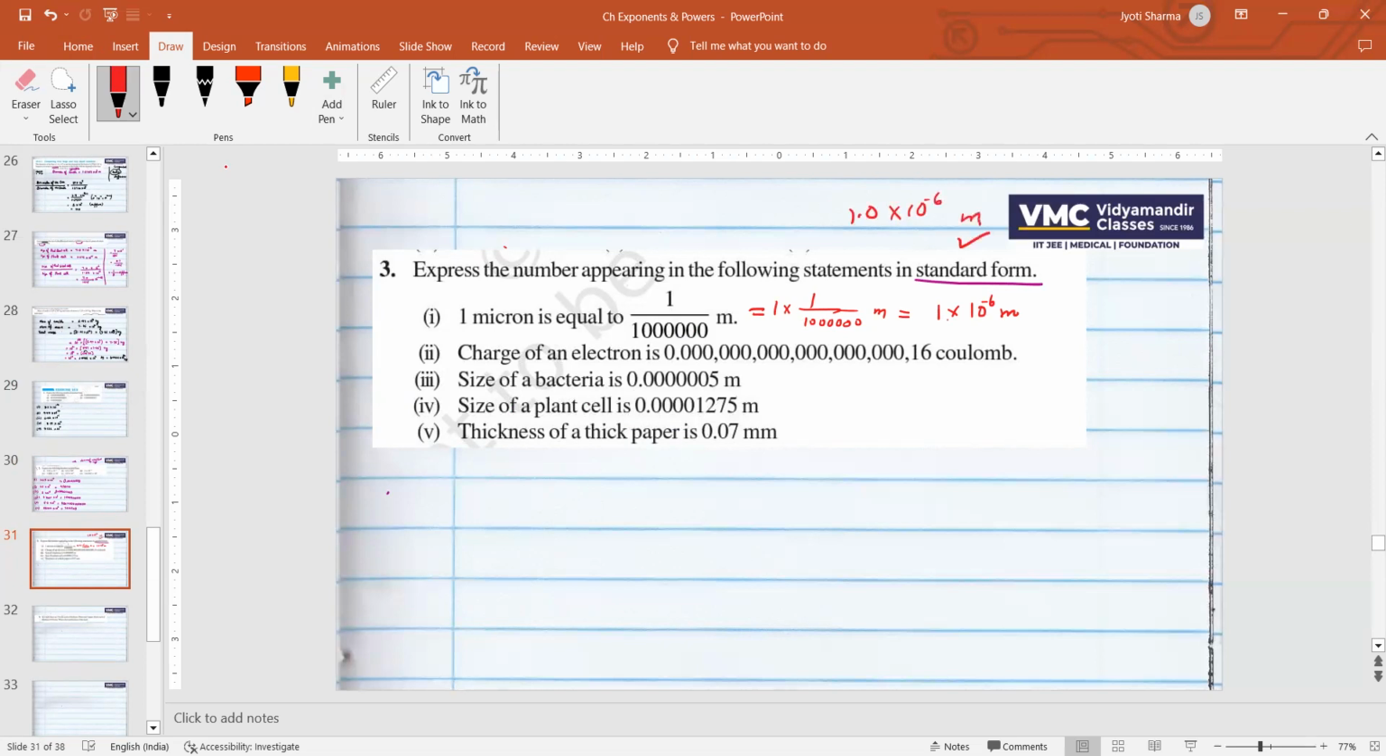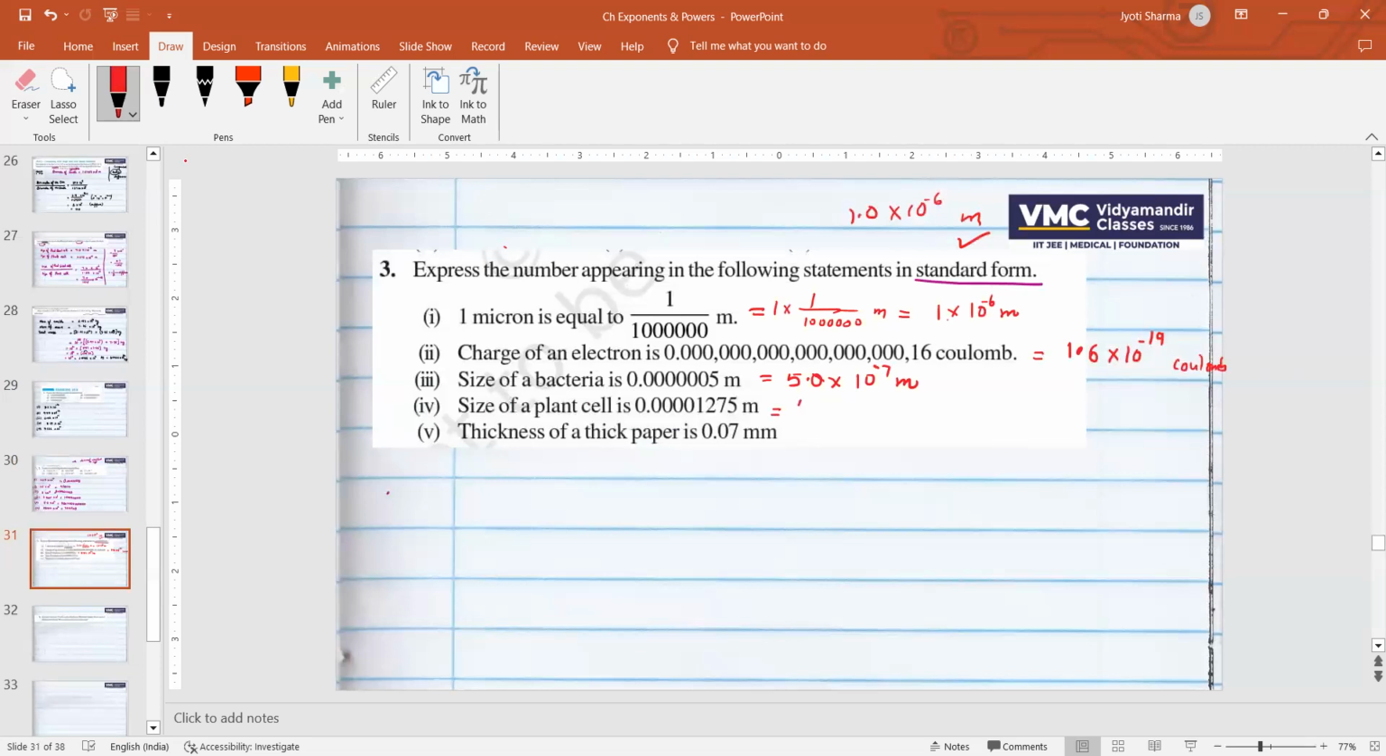This is also okay. The charge of an electron is 0. These many zeros and then 1 6 coulomb. So I can write 1.6 into 10 to the power, naturally negative, and that many coulombs. I have to count how many places I have jumped. 3, 6, 9, 12, 15, 18 and 19. So minus 19. This will become 5.0 or 5. 2, 4, 6 and 7, minus 7 meter power.